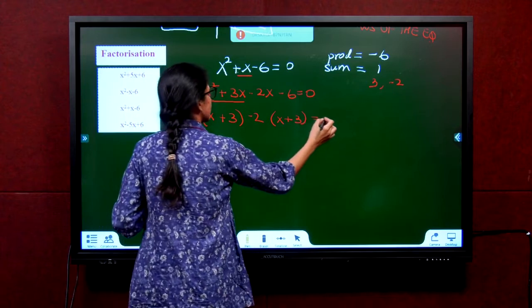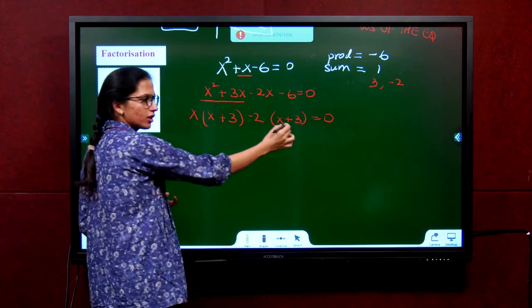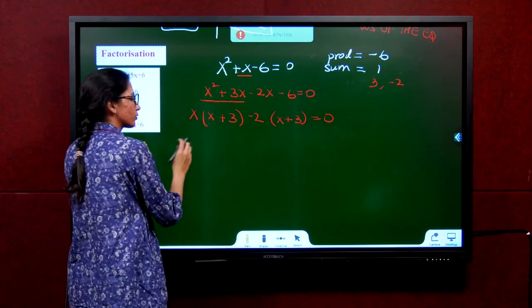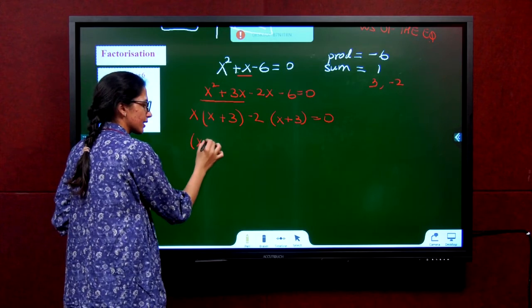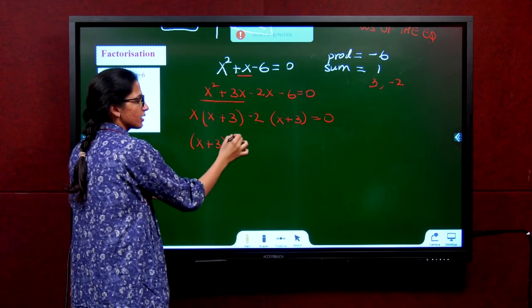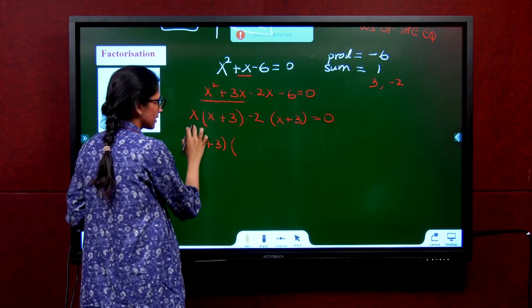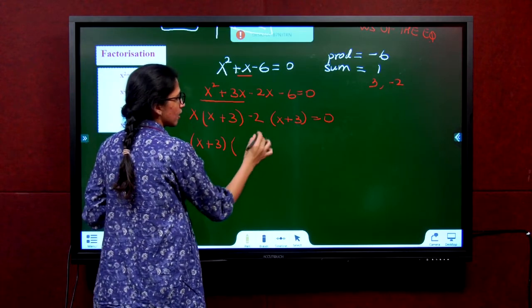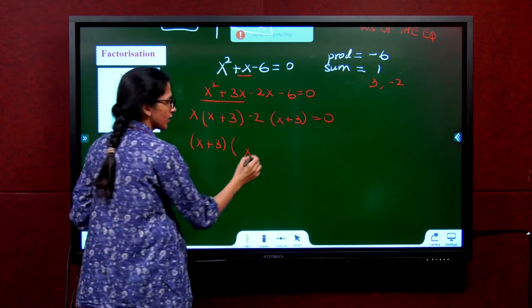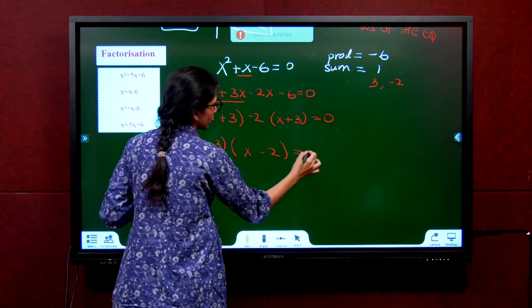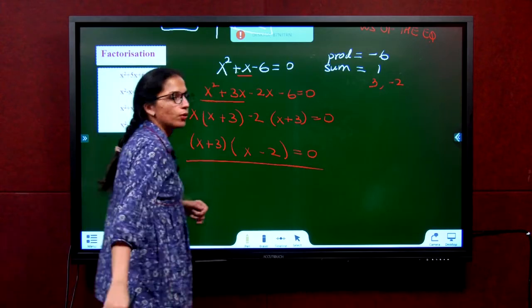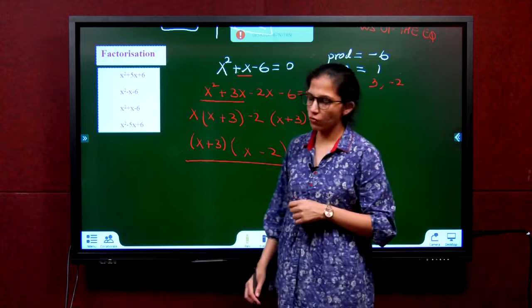Satisfied. So now from these 2 terms, you take the brackets out. So x plus 3 is taken out. From this first term, you took out x plus 3. Who is left? x. From this term, you took out x plus 3. Who is left? Minus 2. (x plus 3)(x minus 2) equals 0. These are known as the factors of the equation.